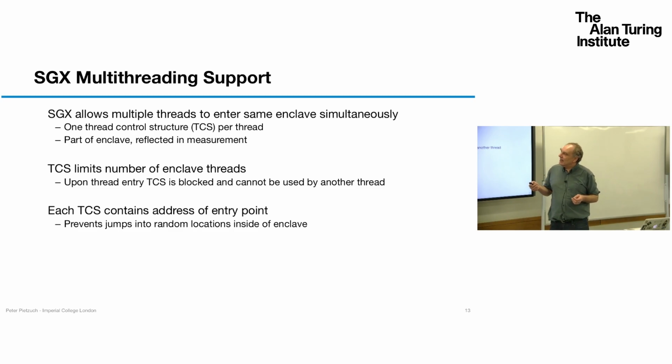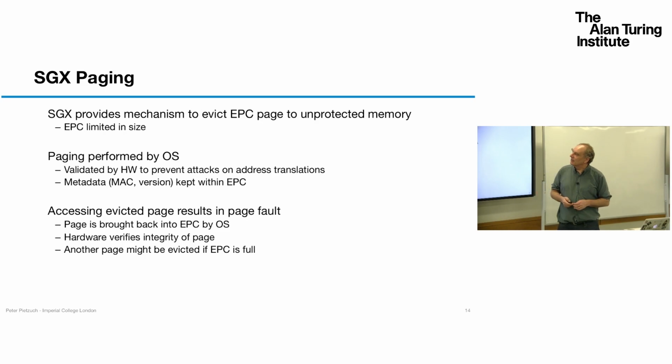SGX supports multi-threading, so there's a thread control structure. There are some limits on what threads can do to stop cross-thread contamination. I don't have time to go into details, but I can give people a copy. The slides will be up on the net if you're interested. We have a technical report on this as well, so it's coming out, and you'll be able to read a lot more detail.